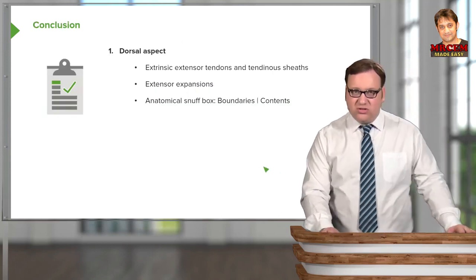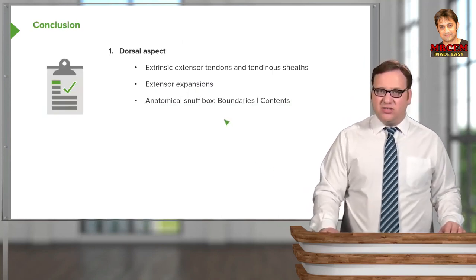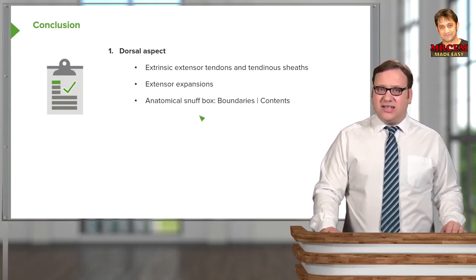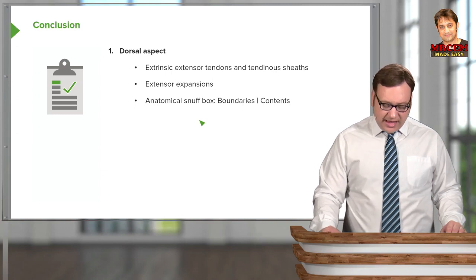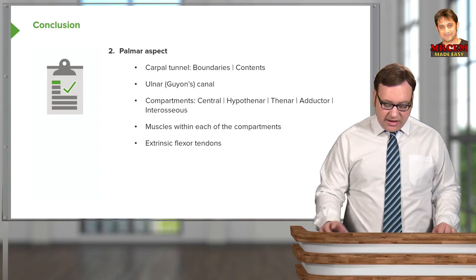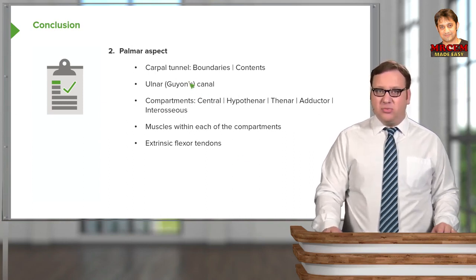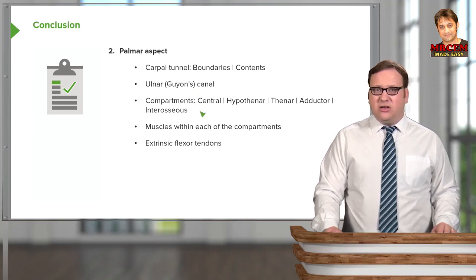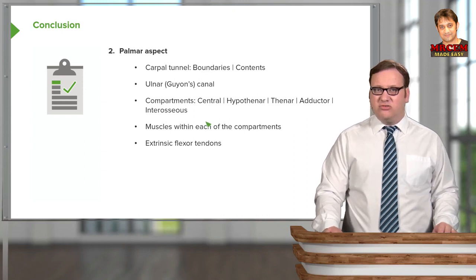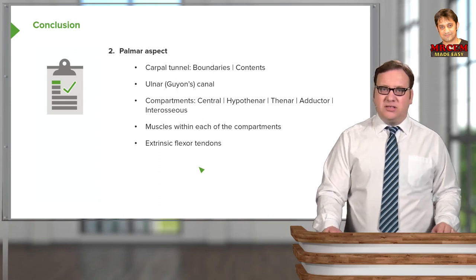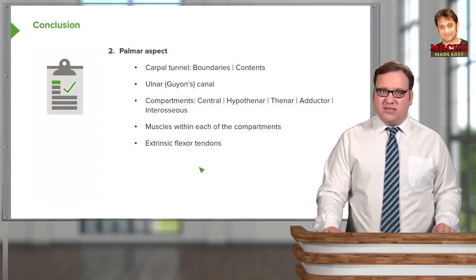So in this lecture, we've looked at the dorsal aspect of the hand. We've looked at the extrinsic extensor tendons and tendon sheaths. We've looked at extensor expansions and the anatomical snuffbox, its boundaries and contents. We've then looked at the palmar aspects. We looked at the carpal tunnel and the ulnar canal, their boundaries and contents. We then looked at compartments: central, hypothenar, thenar, adductor, and interosseous. And we looked at the muscles within each of the compartments. And then we looked at the extrinsic flexor tendons.